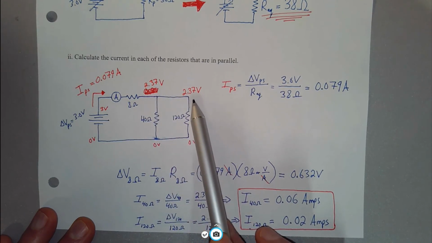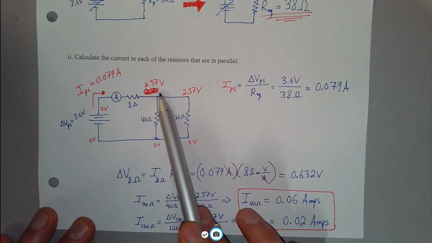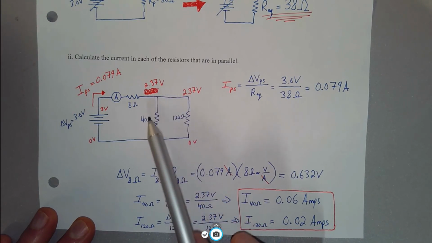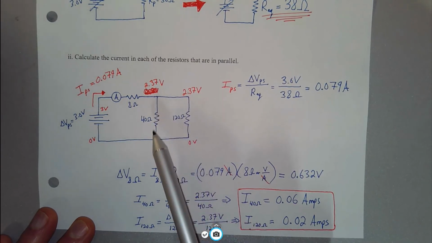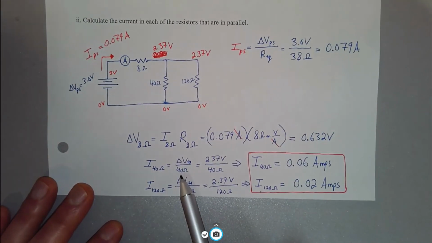Once the voltage drops, the voltage on the right side of the resistor, or anywhere along these ideal wires, stays the same. Voltage doesn't change unless you go across a resistor. It doesn't matter if you go through a junction. So there's 2.37 volts here and here. That means there's a 2.37 volt potential difference across each of these resistors. So now we can calculate the current through each of them.